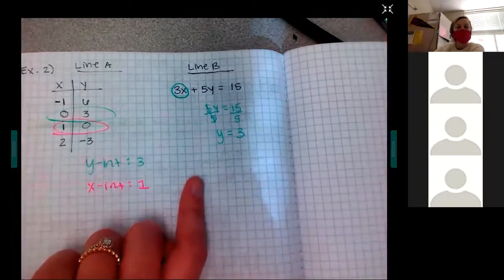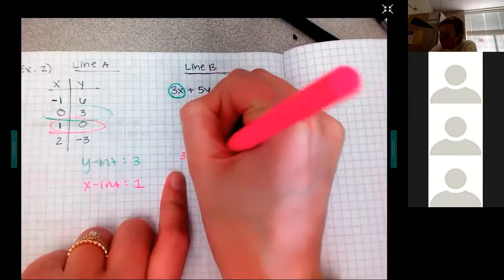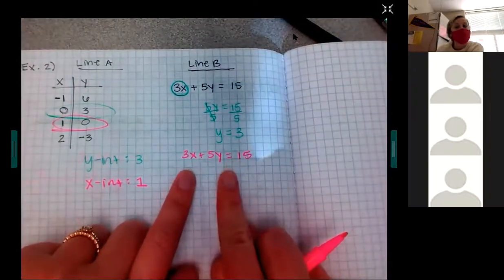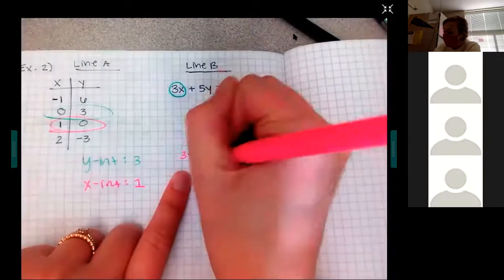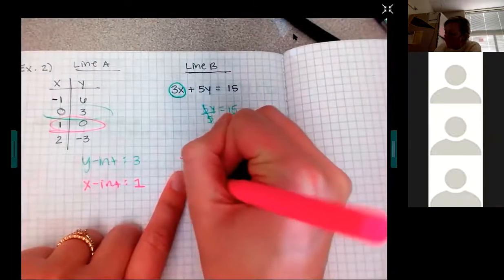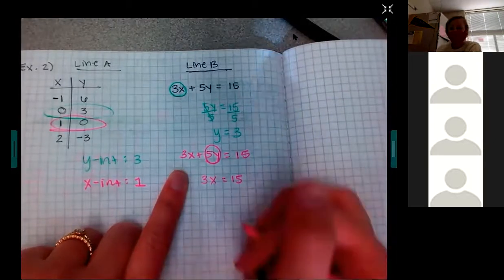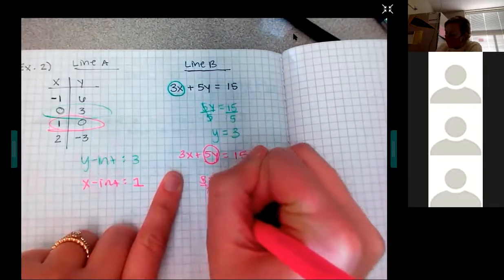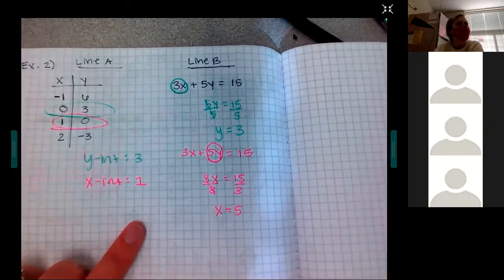Now I'm going to rewrite it. 3x plus 5y equals 15. And for the x-intercept of B, where do I go put the 0? The y. Very good. So we're left with 3x equals 15. Divide by 3. What'd y'all get? Good. So do we feel like we can find x and y intercepts, and then y'all could compare them, right?